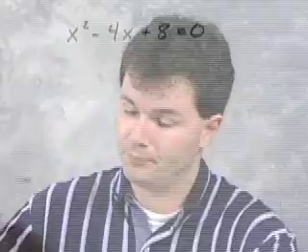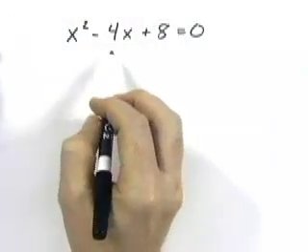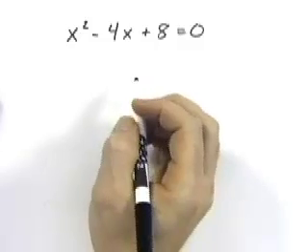Recall when we introduced the quadratic formula to you, we said that if the value of the discriminant, b squared minus 4ac, was negative, the equation had no real solution. Well, now that we have complex numbers, we can solve quadratic equations that have a negative discriminant. We have x squared minus 4x plus 8 equals 0.